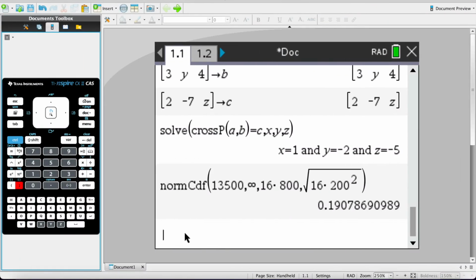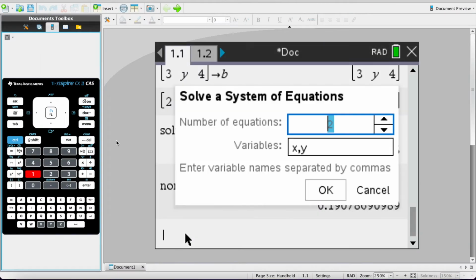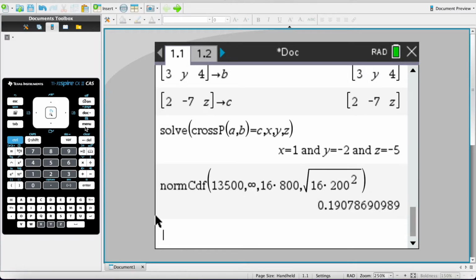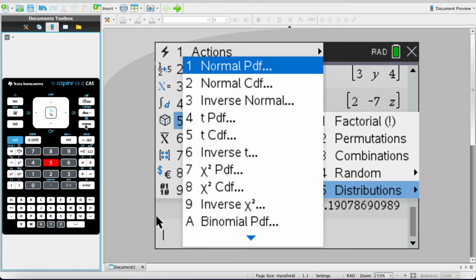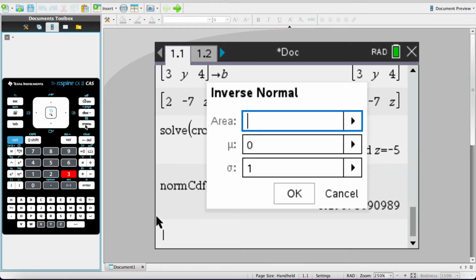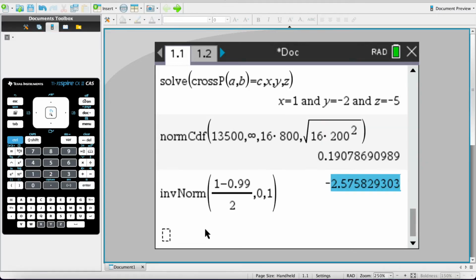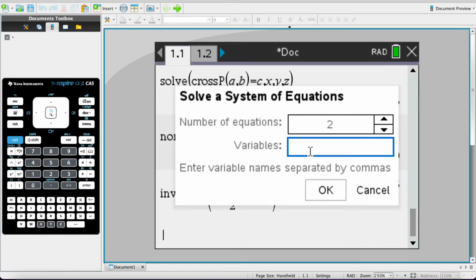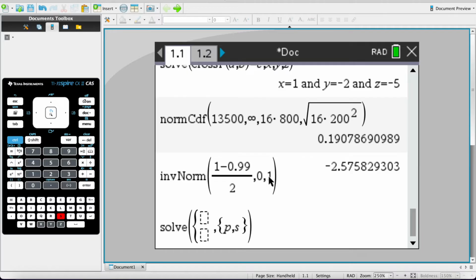confidence interval into simultaneous equations. So menu 371. Actually, first we'll probably get the z value for a 99% confidence interval. So menu 55, we're doing an inverse normal. So that's 3, and then it's going to be 1 minus 0.99 over 2. So that's your z value, 2.57. And you can do menu 371. You're solving for x bar and your standard deviation, which I'll say is s.